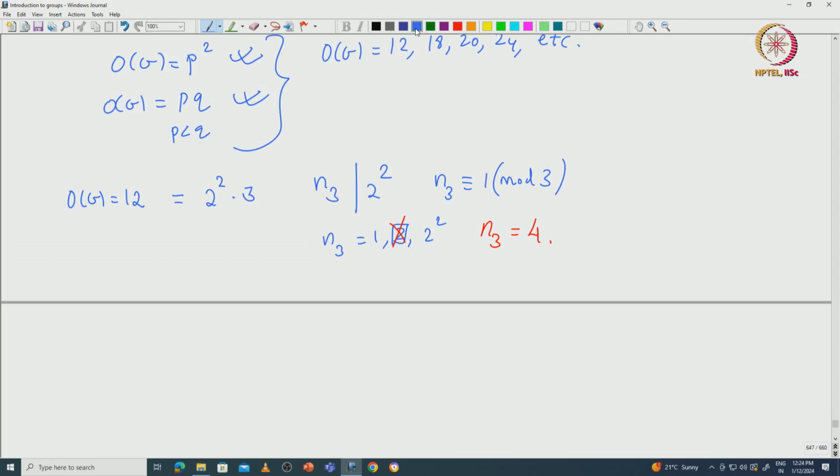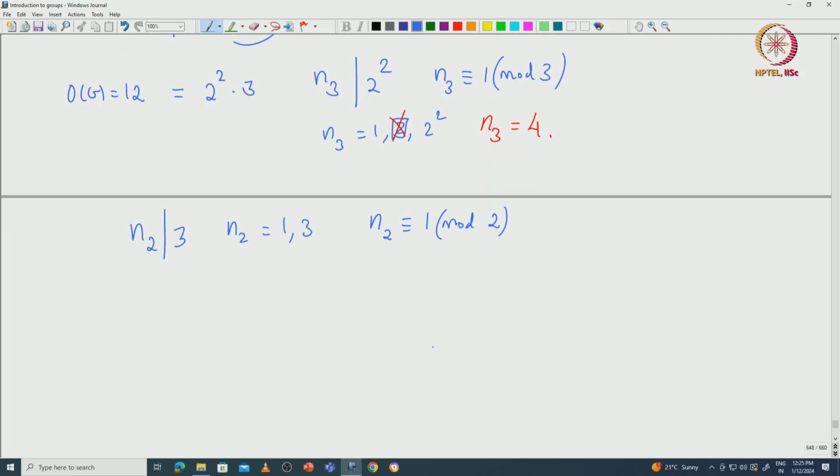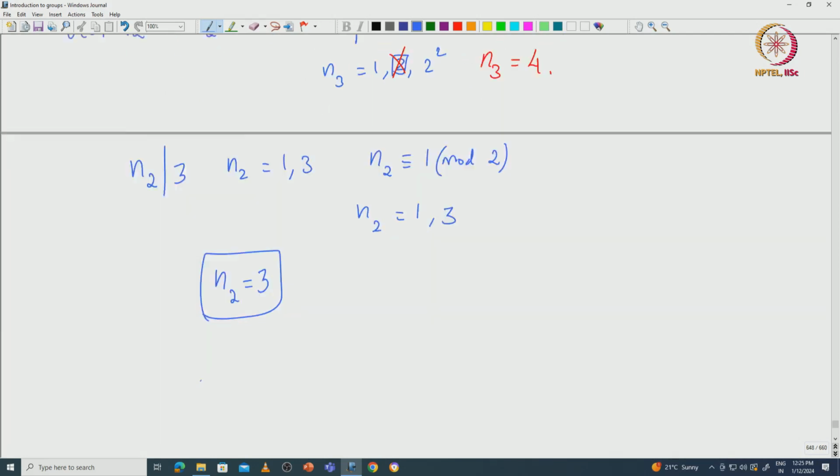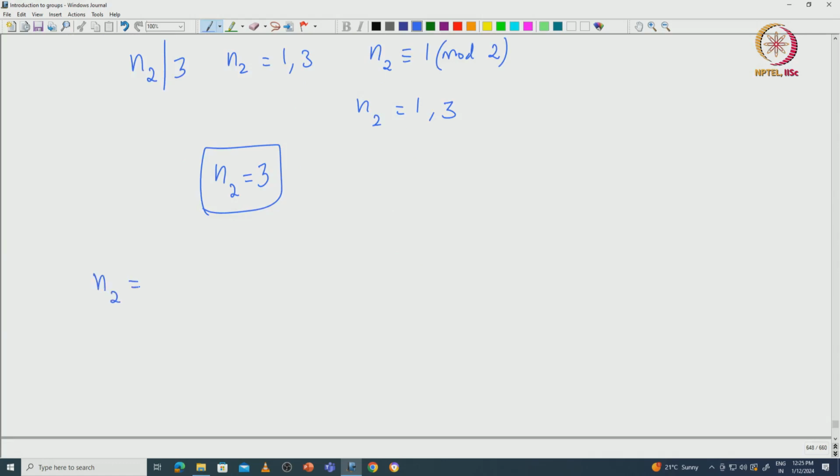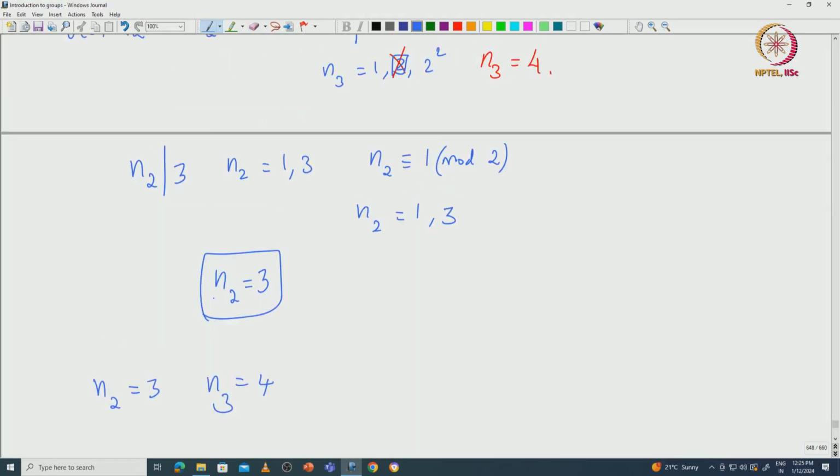Now similarly look at n2. n2 divides 3, so n2 must be either 1 or 3, and n2 is congruent to 1 modulo 2. So n2 can be either 1 or 3, both are possible. If n2 is 1, then we are done. Otherwise n2 is 3. So let us see that n2 equal to 3 and n3 equal to 4 both cannot happen. If both cannot happen, then one of them must be 1. That is what our analysis says.